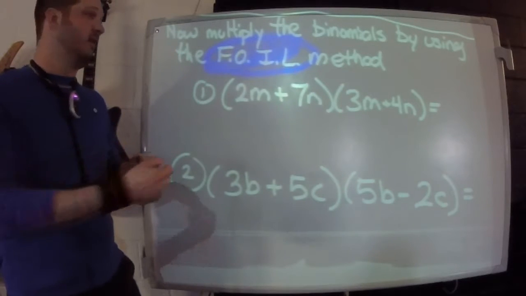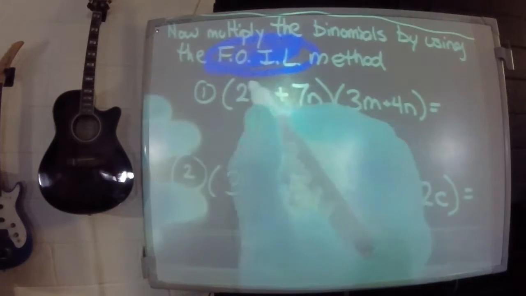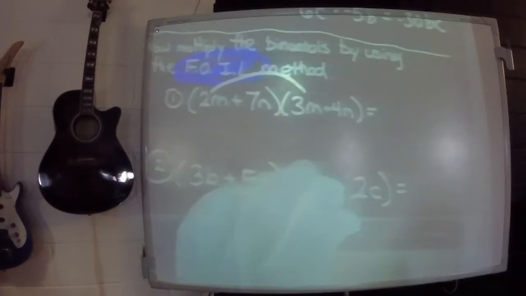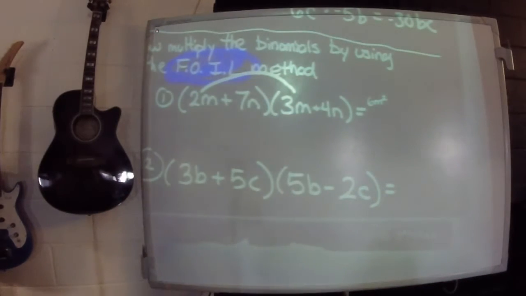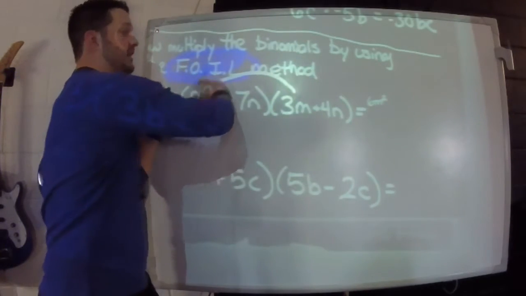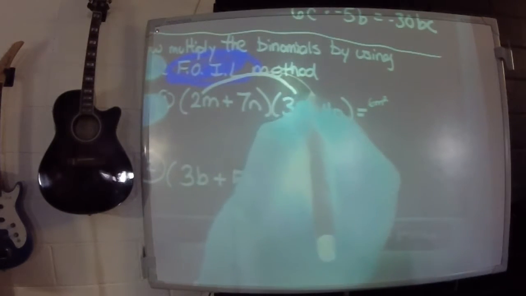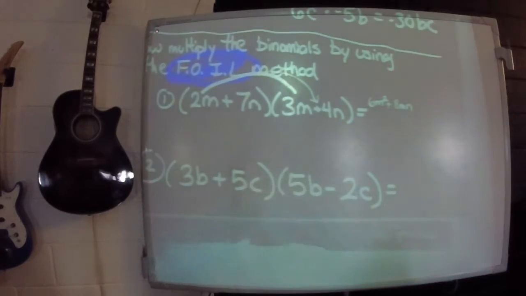Let's FOIL this out. First one is go from 2m to 3m. That makes 6m squared. I'm going to write it small over here to the right because we're going to have to simplify. So I got 6m squared. That's my F. My O means I'm going to go from the far left to the far right. So I'm going to go here to here. That's going to be 2m times 4n. 8mn. So there's my F, there's my O.